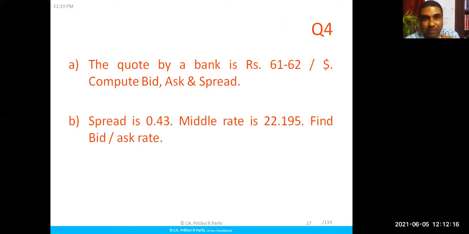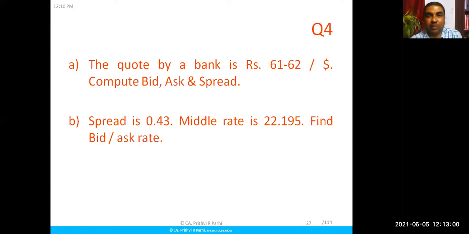Now, if you have understood this, let us try to solve this question. Some of you please read question A first. The quote by a bank is rupees 61 to 62 per dollar. Compute bid, ask and spread. First case we will solve. Tell me what is bid, what is ask, and what is spread. The bid is 61, ask is 62, and spread is 1.